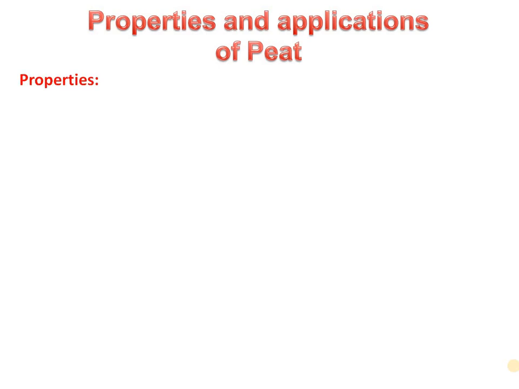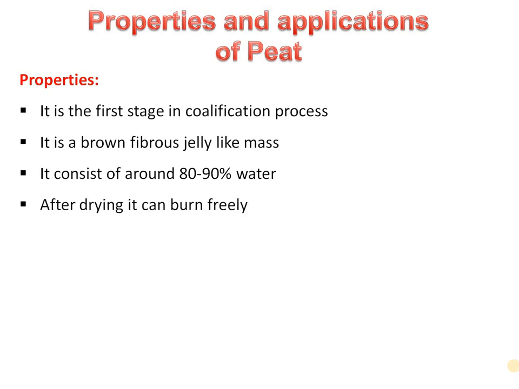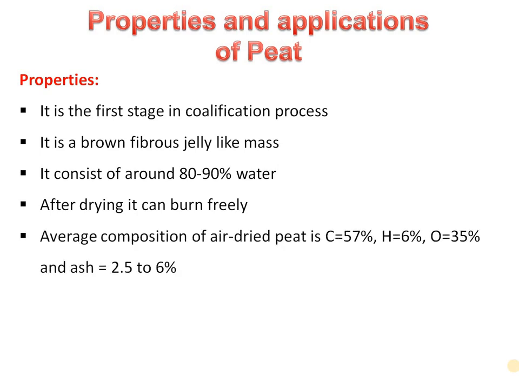First is the peat. Peat is the first stage in the coalification process. It is a brown, fibrous, jelly-like mass. It consists of around 80 to 90% water, and after drying, it can burn freely. Average composition of air-dried peat is carbon 57%, hydrogen 6%, oxygen 35%, and ash 2.5 to 6%. Calorific value of peat is about 5400 kilocalorie per kg.